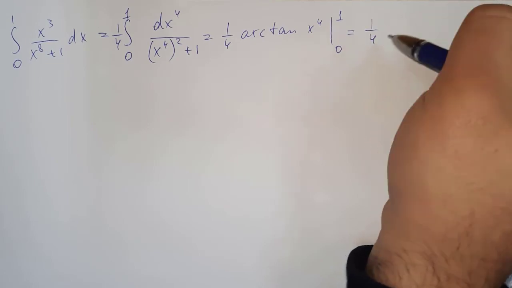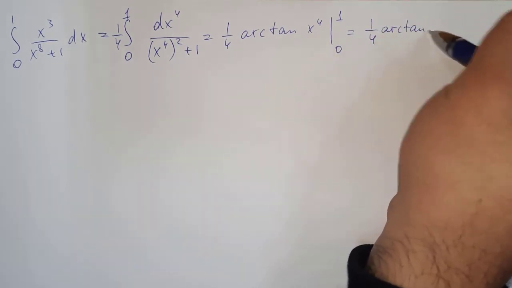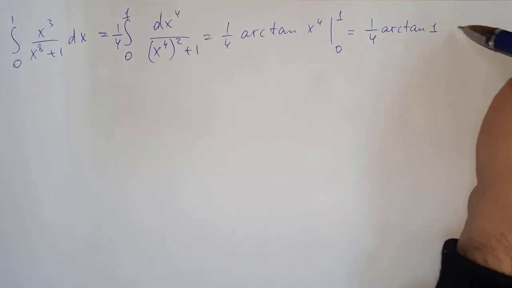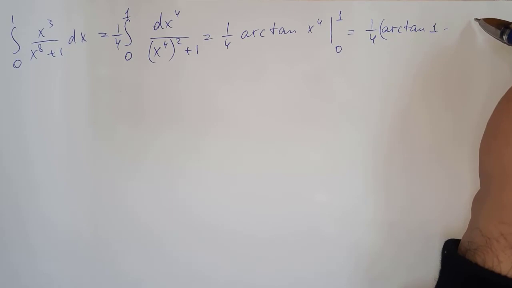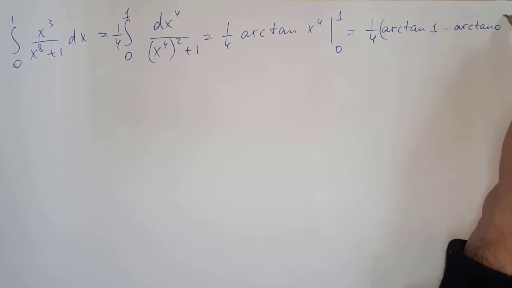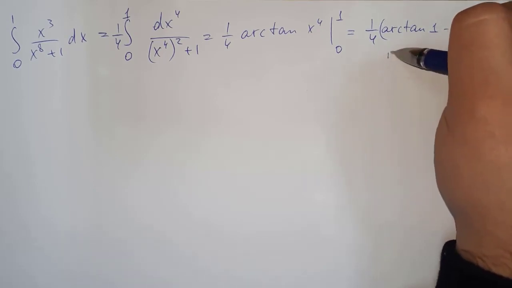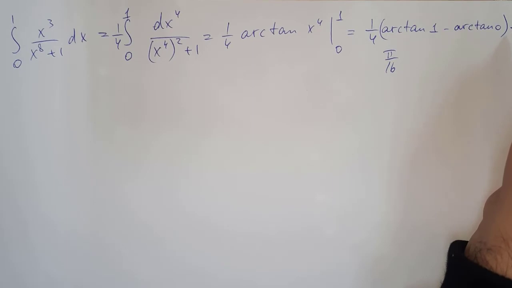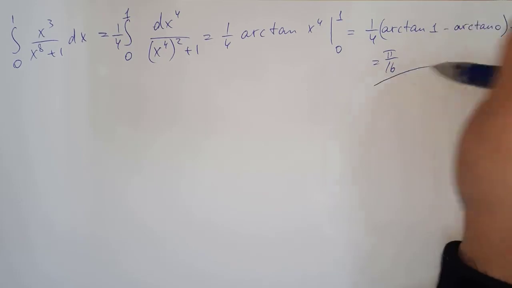So the answer will be now 1 over 4 arctangent 1 minus, let's factor out, arctangent 0. So arctangent 1, what is it? It is pi over 4. Yeah. So pi over 16, and arctangent 0 is 0. So it's just pi over 16.